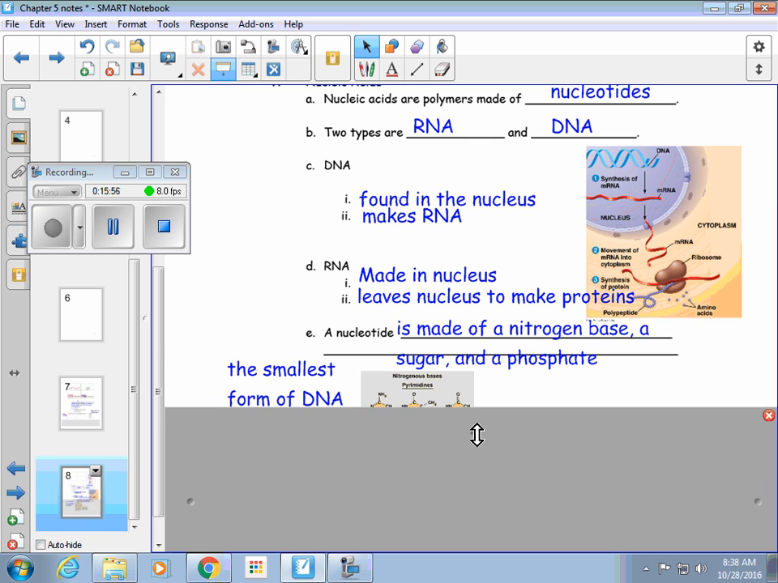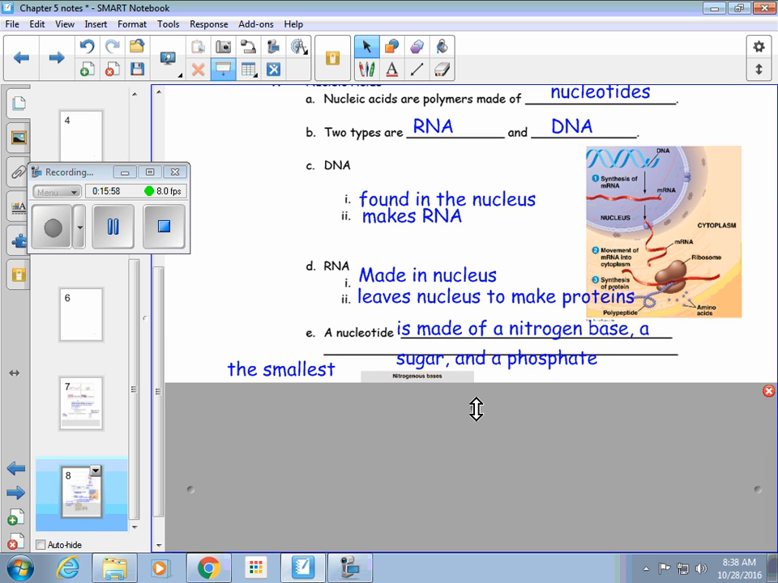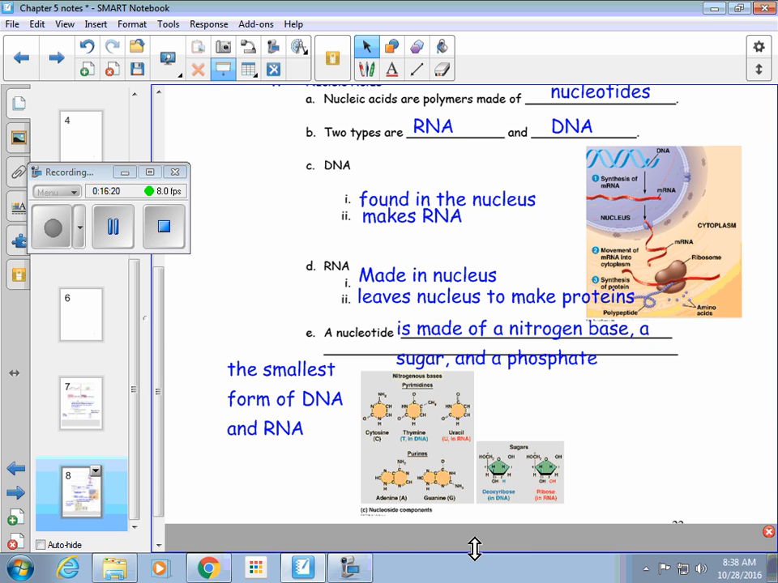I mentioned that nucleic acids are made up of nucleotides, but what's a nucleotide made up of? Nucleotide is made up of 3 things. So although a nucleotide is the smallest component of a nucleic acid, a nucleotide is made up of a nitrogenous base, a sugar, and a phosphate. I have some pictures of those at the bottom.